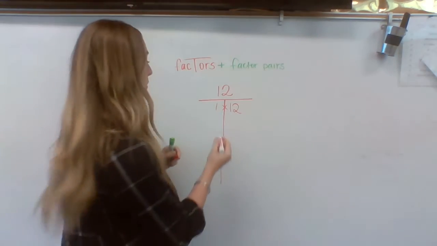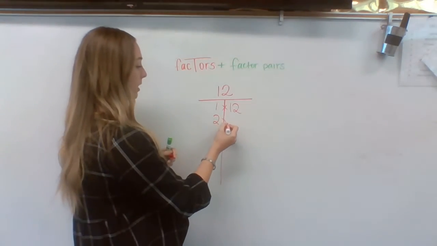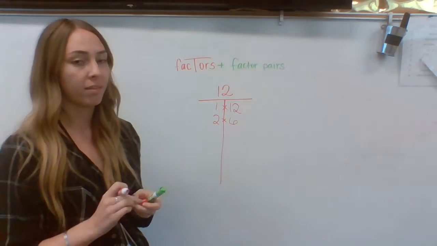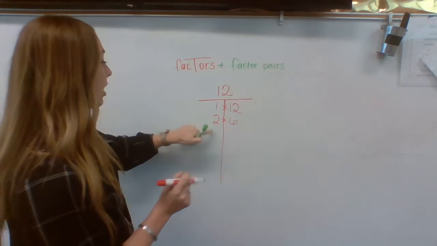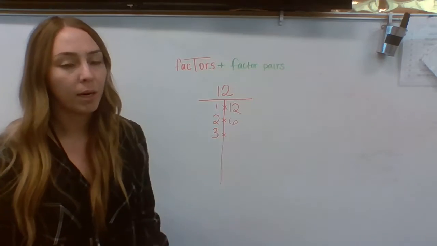Now I'm going to go to 2. I know 2 times 6 is also 12. That's why I said it's super important to know your math facts. It makes this process a whole lot easier. I checked 1, I checked 2. Now I'm going to check 3. I think 3 goes into 12, but I'm not sure.